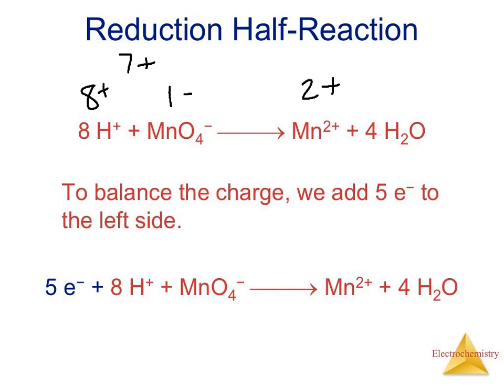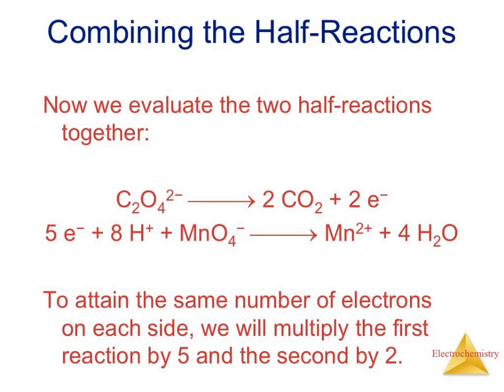Okay, so we're off. So then what we do is we add 5 electrons to the left side. Whichever side has the greater charge, you'll add the electrons to that side. Okay? And we're going to add 5, so now we've got an overall charge of 2 plus on this side, because we just reduced that 7 plus down to a 2 plus, and then we've got a 2 plus on this side, so now our charge is balanced. Okay? So now we're going to look at both of those half reactions together.